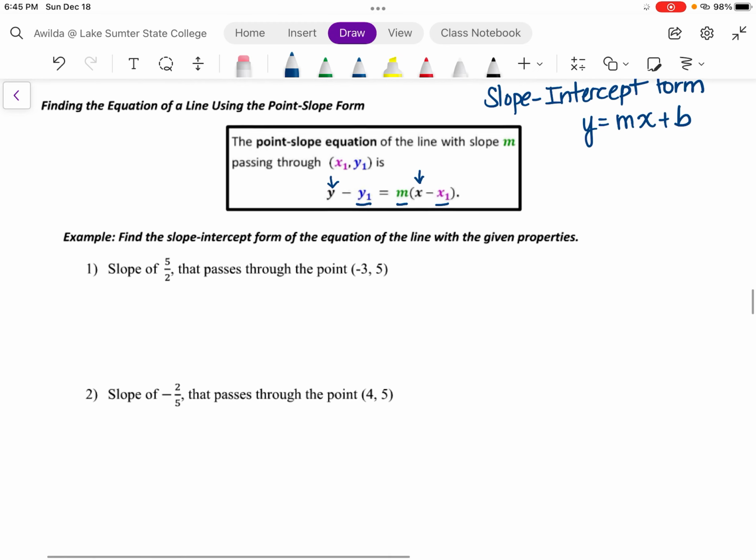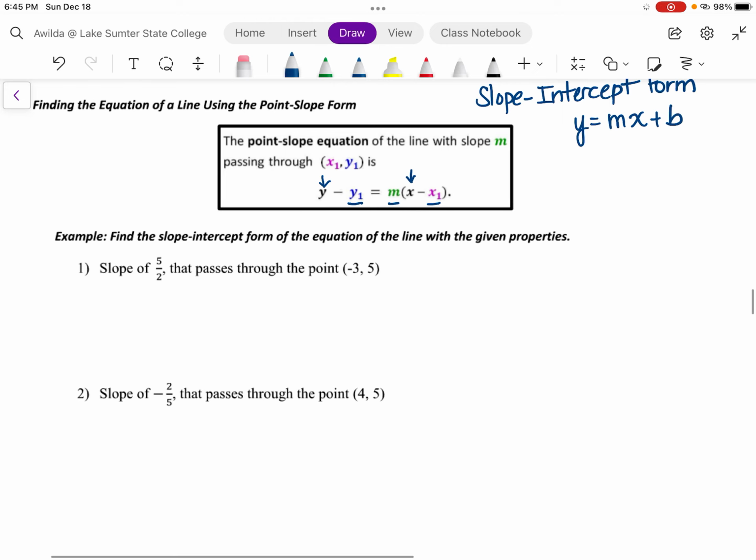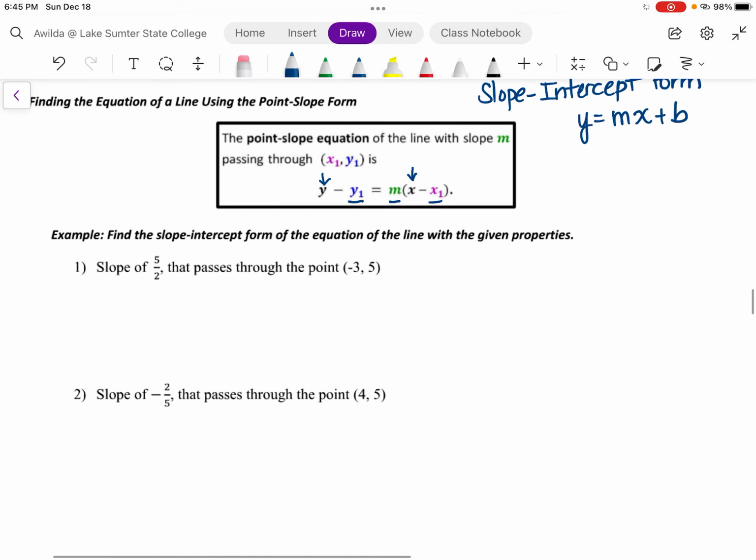Let's take a look at a couple of examples. If we have a line that has a slope equal to 5 over 2, and we know it passes through the point (-3, 5), then we have the 3 fixed numbers that are needed to use the point-slope form. For example, the 5 over 2 is equal to m, our slope. -3 is x sub 1. +5 is y sub 1.